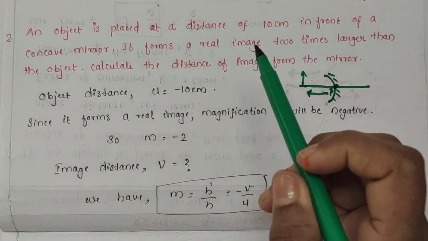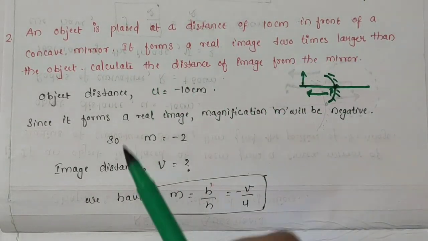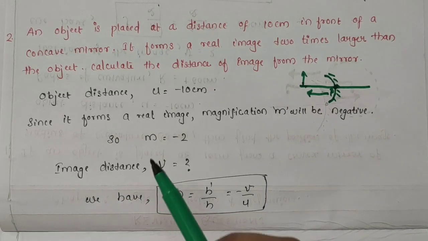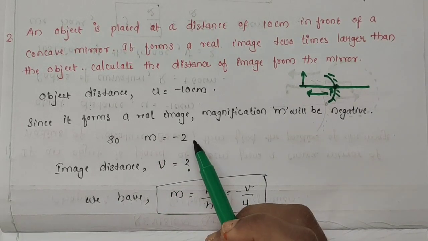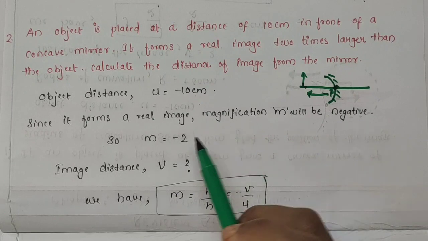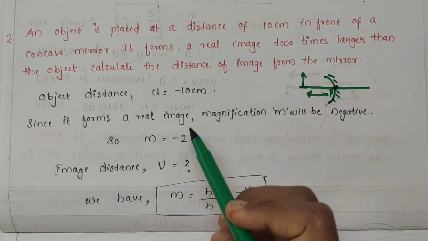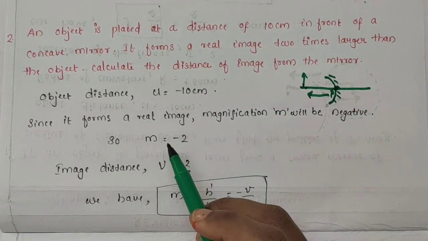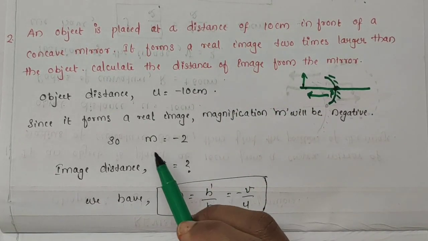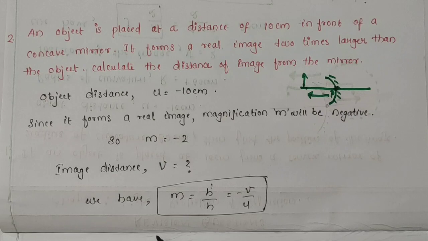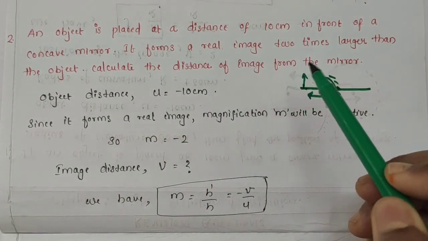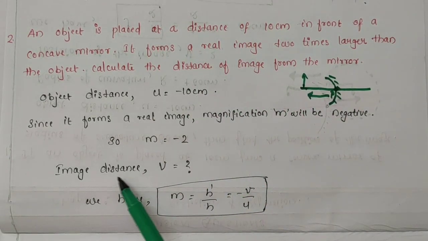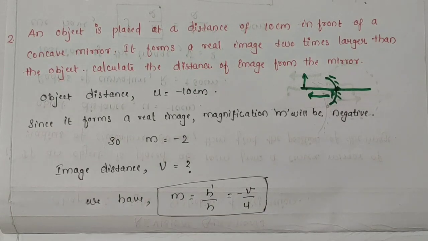Then it forms a real image 2 times larger than the object. So magnification m is equal to 2. Okay, 2 times larger than, no? So magnification m equal to 2. It forms a real image. So for a real image, its magnification will be negative. So we can write m is equal to minus 2 here. Calculate the distance of the image from the mirror. That is, we want to calculate the image distance v.